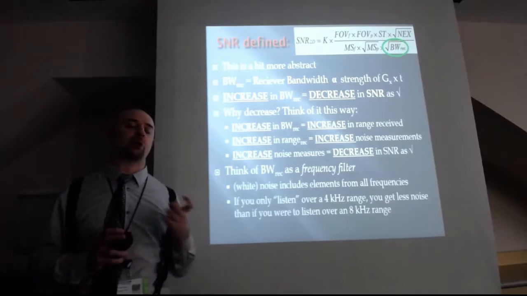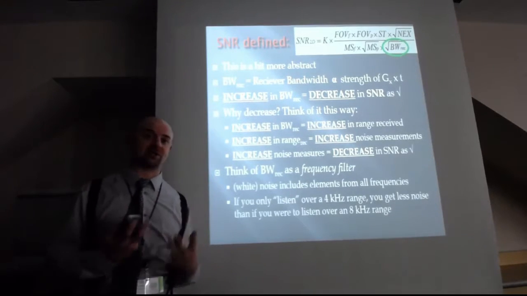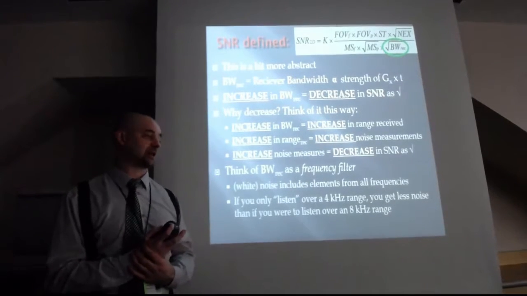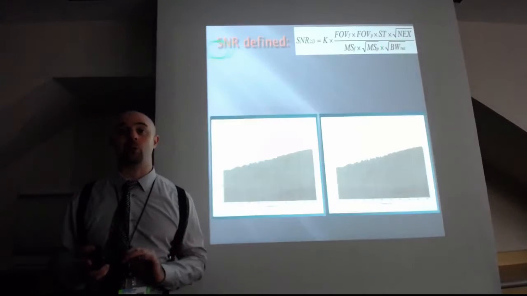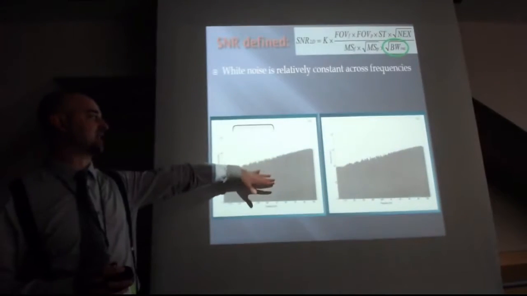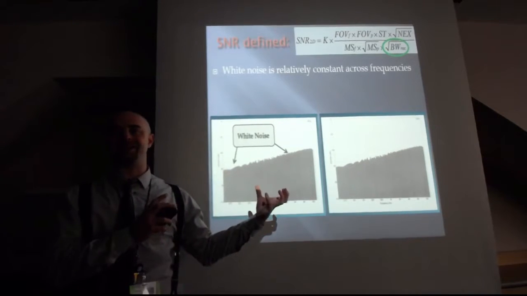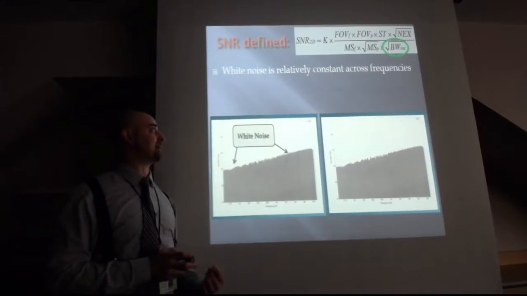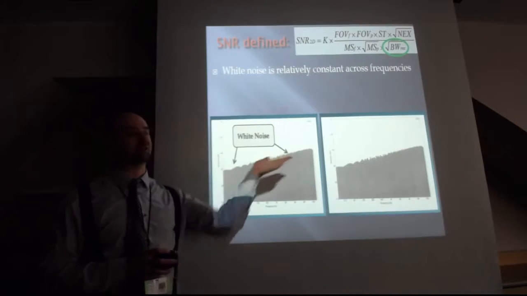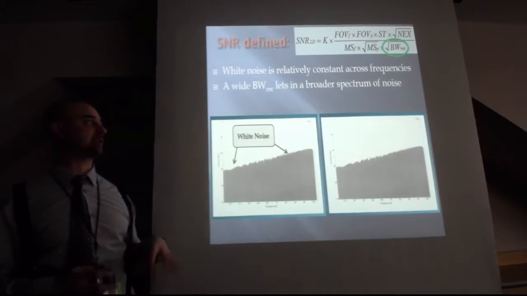If you only listen over a 4 kilohertz range, let's say, in your receiver bandwidth, you're going to get less noise than if you were listening over an 8 kilohertz range. So let's just say this is white noise, right? This is what potentially exists in your oscillating protons in the magnetic field, and it's relatively constant across all the different frequencies.